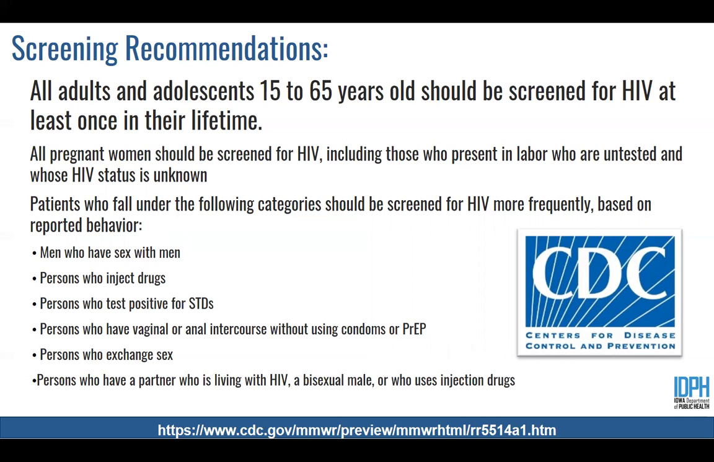That includes men who have sex with men, persons who have a history of either past or current injection drug use, persons who have recently tested positive for sexually transmitted diseases or infections, people who have vaginal or anal intercourse without using condoms or PrEP, which is a biomedical HIV prevention method, persons who exchange sex for drugs, money, goods, housing, or anything else that they may need, and persons who have partners who are living with untreated HIV, females who have bisexual male partners, or individuals who have partners who have a history of current or past injection drug use. And this is just a priority snapshot of the screening recommendations.